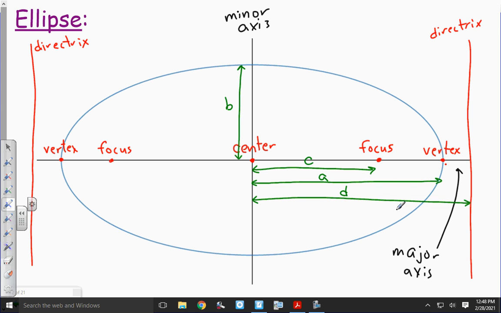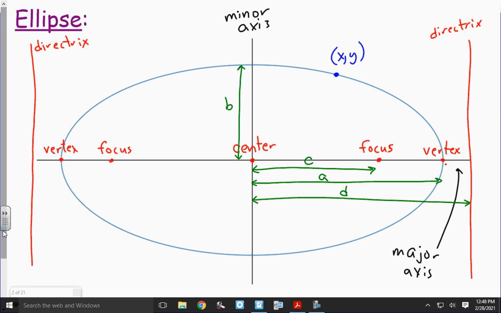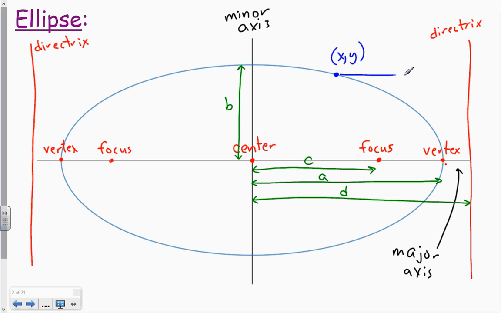So I'm going to pick some point. It doesn't really matter where it's at, but I'm going to pick a point right here. I'm going to label this as the point x comma y. That's some point that's actually on the ellipse. And I can measure a few distances. If I measure the distance from that point to my nearest directrix, that is this distance right here, that distance we call D1.